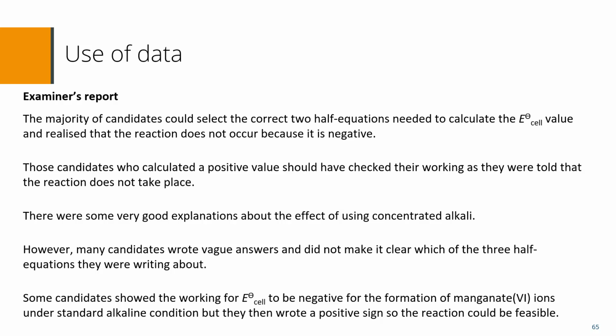There were some very good explanations about the effect of using concentrated alkali. However, many candidates wrote vague answers and did not make it clear which of the 3 half equations they were writing about. Some candidates showed the working for E0 cell to be negative for the formation of manganate 6 ions under standard alkaline conditions, but they then wrote a positive sign to show that the reaction would be feasible. So they just changed it around, even though their calculation was incorrect.